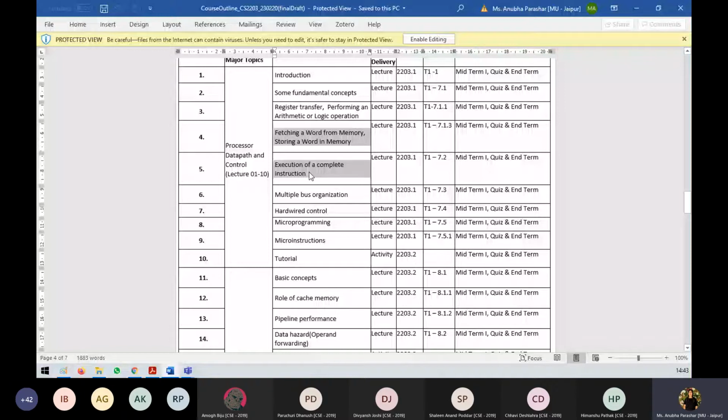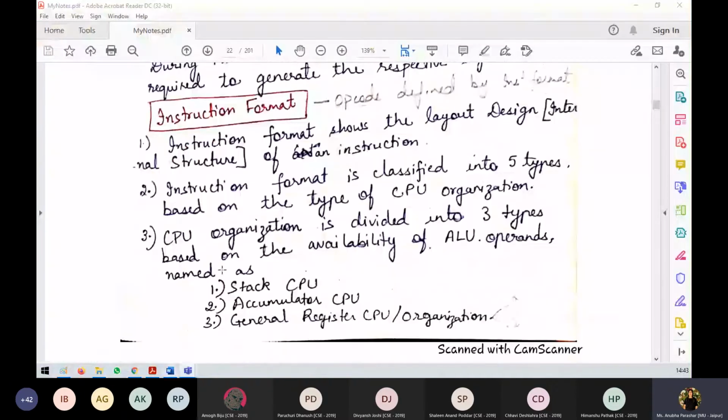So that's what we were doing yesterday. We have completed one kind of instruction format, that is stack CPU. We'll try to complete accumulator CPU and general register organization. General register means register to memory or register to register. All those we will see. So the stack one we have completed yesterday.